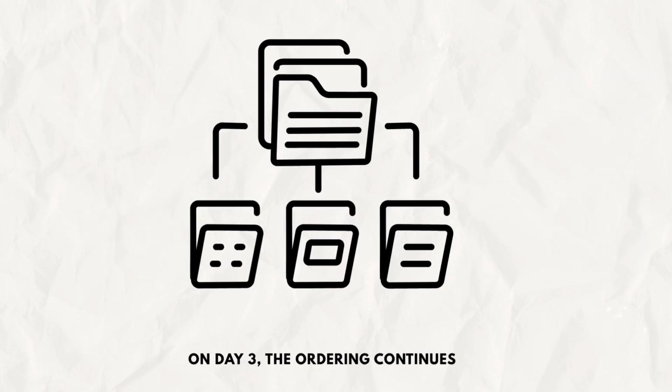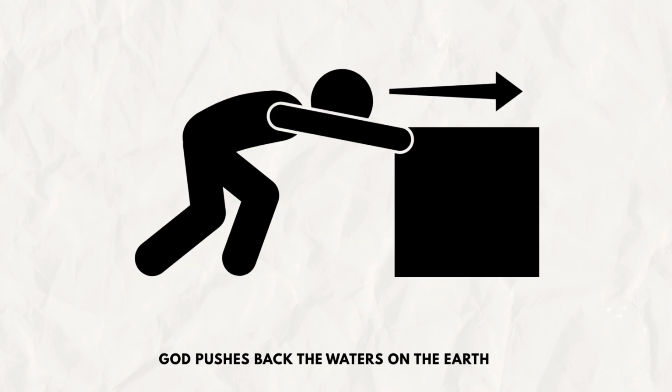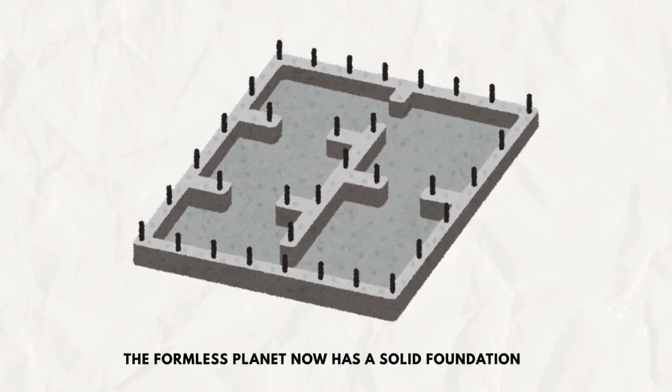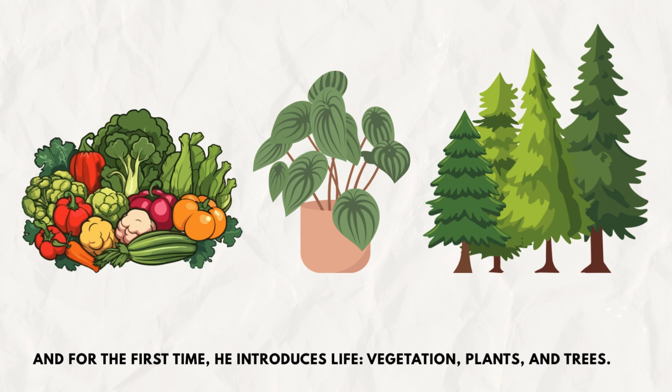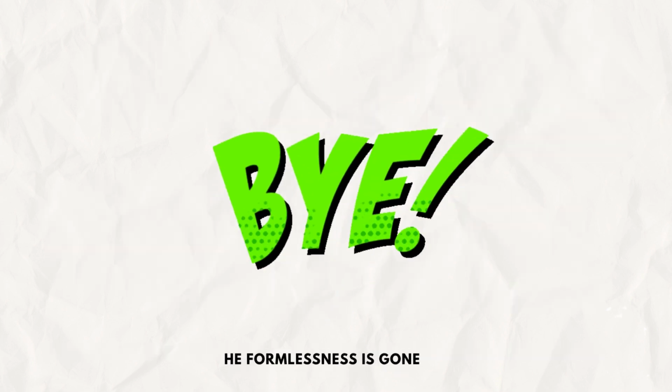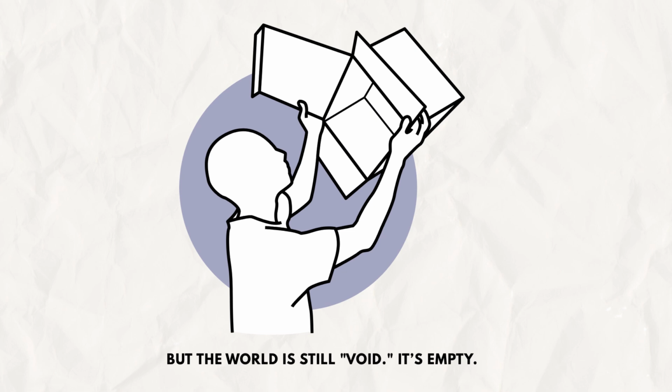On day 3, the ordering continues. God pushes back the waters on the earth to create dry land. The formless planet now has a solid foundation, and for the first time, he introduces life, vegetation, plants, and trees. The world now has its essential shapes, light and dark, sky and sea, land and vegetation. The formlessness is gone, but the world is still void.